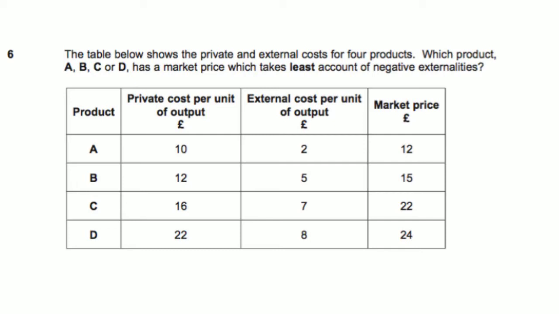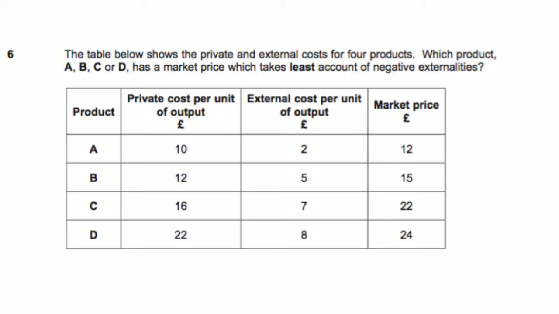So if we look at A, the private cost is £10 and the external cost is £2. So the market price, if it took into account both the private cost and the external cost, should be 12, which is 10 plus 2. And 12 is what the market price is. Therefore, the market price for A is fully taking into account the negative externality.